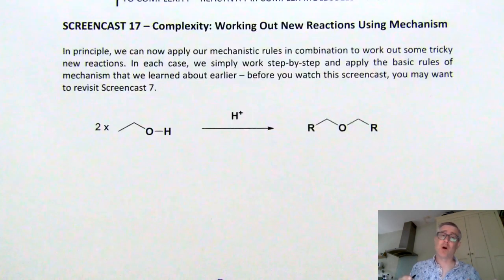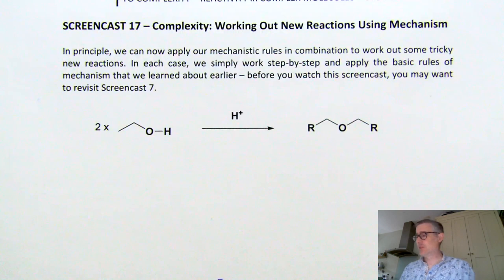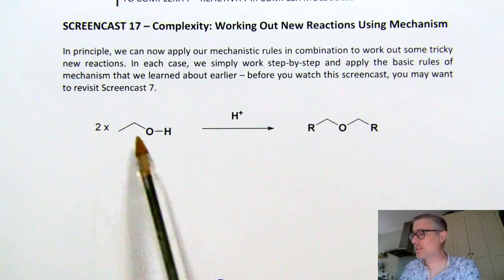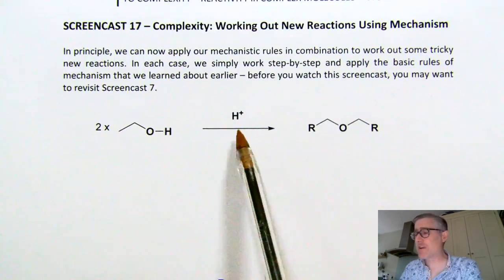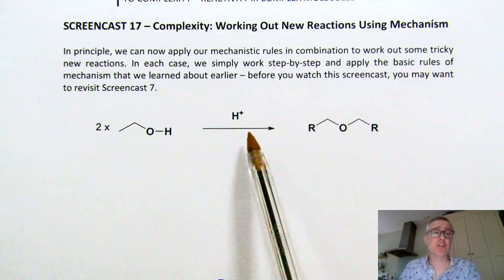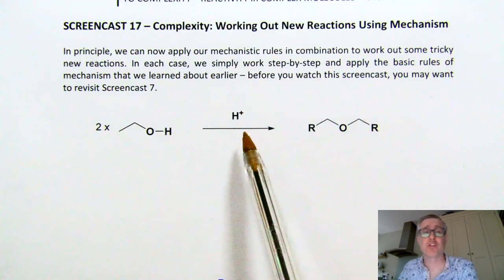As I said at the end of the last screencast, what we're going to do in this one is bring our rules together and understand how to work out mechanisms from scratch. So we're going to think first of all about this reaction. We're taking an alcohol and we're reacting it with an acid. And this is not a reaction that you'll have met before. It's not a reaction that you'll have learned.